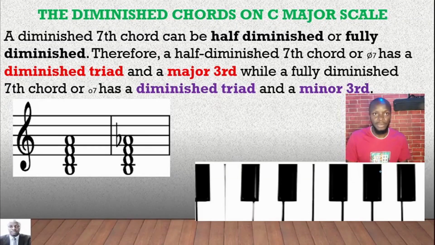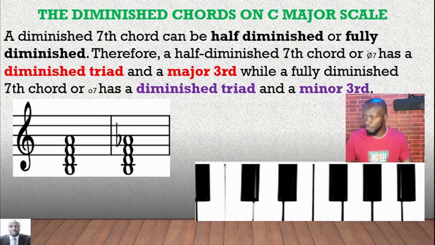Let's talk about another kind of extended chord, which is the diminished chord. We're going to build it on C major. A diminished chord can be half diminished or fully diminished, and we're going to talk about the difference between them. As a musician, it is very, very important for you to know the difference between the two. What is the difference between the fully diminished chord and the half diminished chord? Of course, they look alike, but they are not the same.